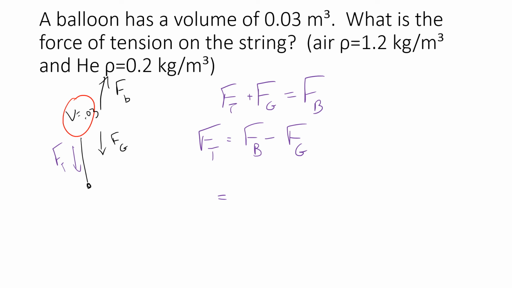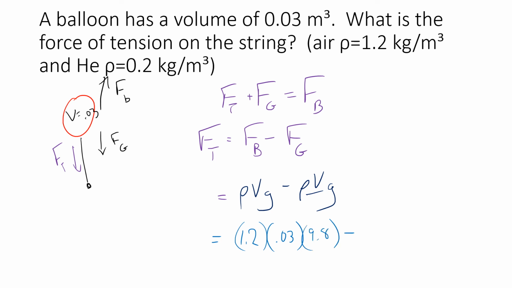Now let's plug in the values here. So buoyancy is going to be rho Vg. And then gravity is also going to be rho Vg because this is m in disguise here. Now, density for buoyancy is going to be density of the air. So it's going to be 1.2 times volume, which is 0.03, times gravity, which is 9.8. And that's going to be minus density, for mass, is going to be density of the helium. So it's going to be 0.2 times 0.03 times 9.8. Math, math, math, and we are going to get a force of 0.29 newtons. And that's it. It's not going to be very much. It's a small balloon. And, you know, these are very similar densities, sort of. It's only times 6.